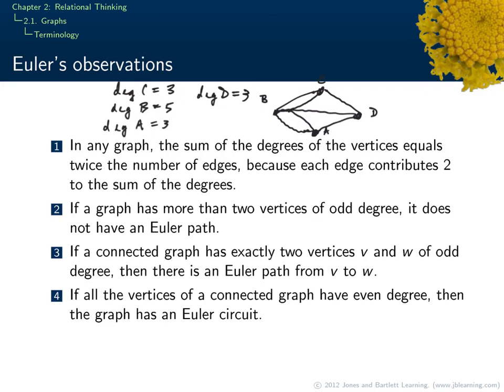So we look at observation number 2. Observation number 2 says that if a graph has more than 2 vertices of odd degree, then it does not have any Euler path. So what that means is that the solution to the Königsberg bridge problem is that there is no way to walk the city and cross each bridge exactly one time. Okay.